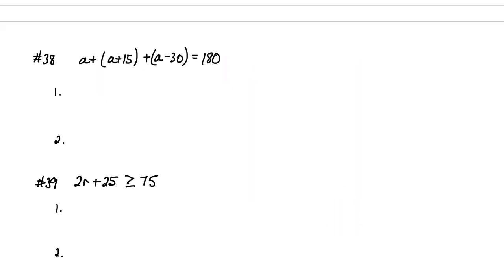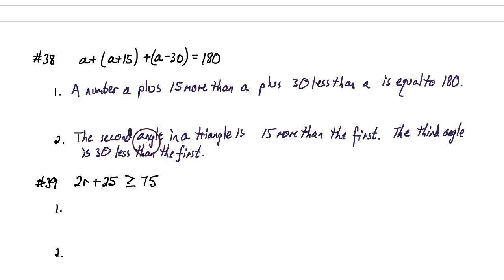Number 38, we're asked to give two interpretations of what this algebra statement might be about. For one of them, I'm going to give a very literal interpretation. And on the second one, I'm going to create a real-world situation that this might model. Here are some possible answers. A number A plus 15 more than A plus 30 less than A is equal to 180. When you read this statement, hopefully you're able to pull out the expressions and find them in the algebraic expression.